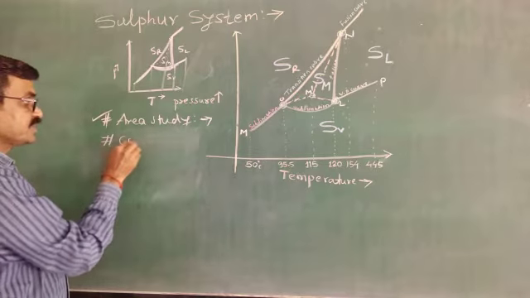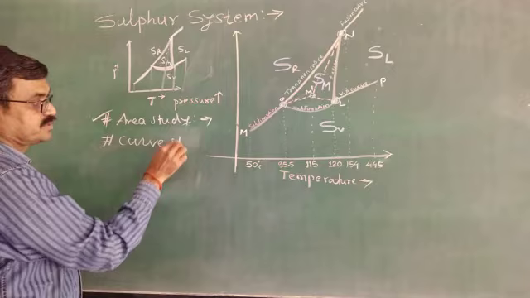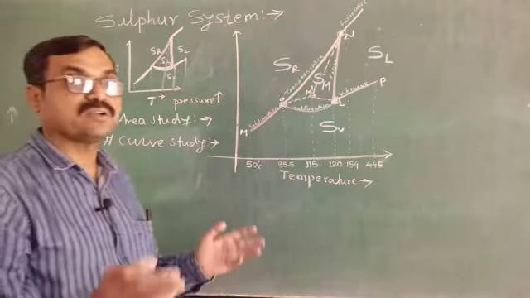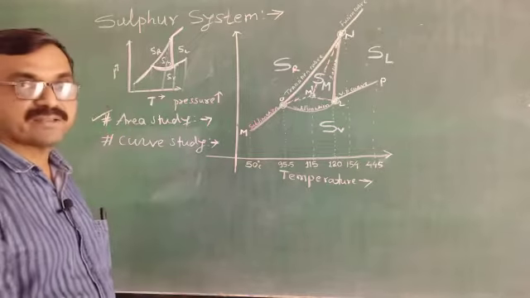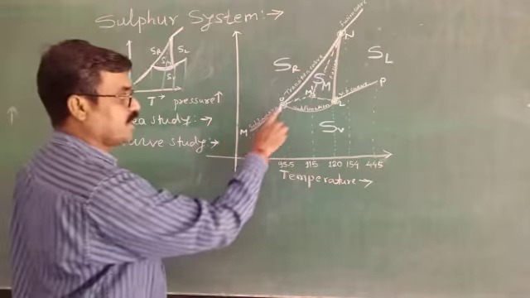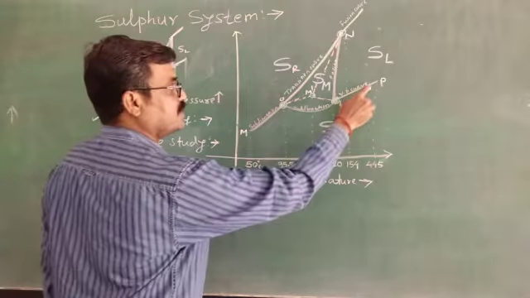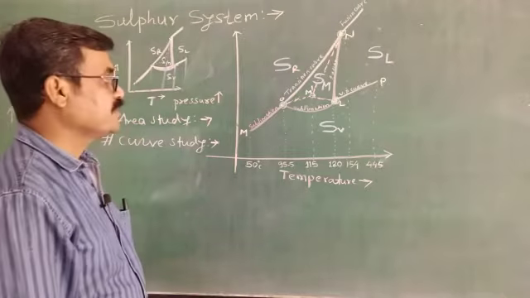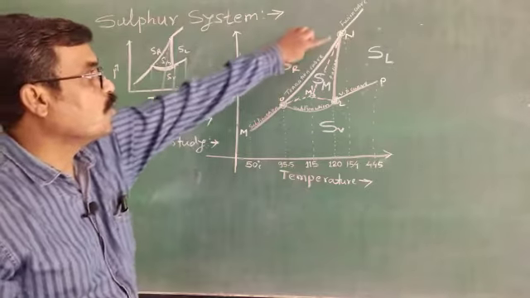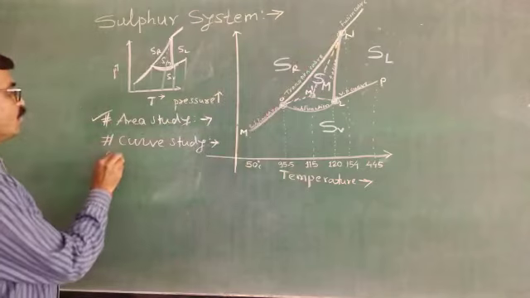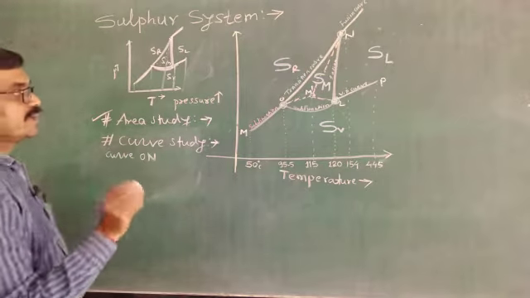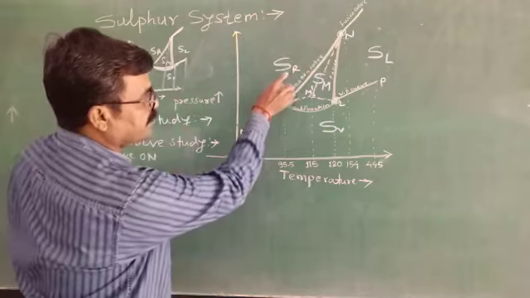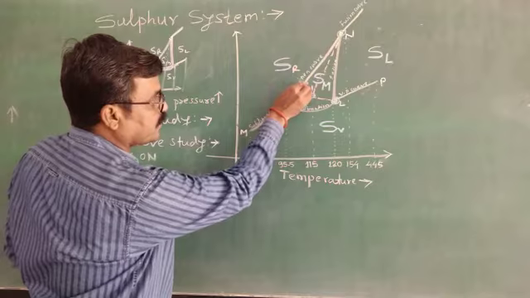Now see the curve study. Again you have to see whether the curve is bivariant, univariant or non-variant. Now how many curves are there? Look at the board. This is 1, this is 2, this is 3, this is 4, this is 5. See this curve ON. Look at the board carefully. There is equilibrium between sulfur rhombic and sulfur monoclinic on this curve.